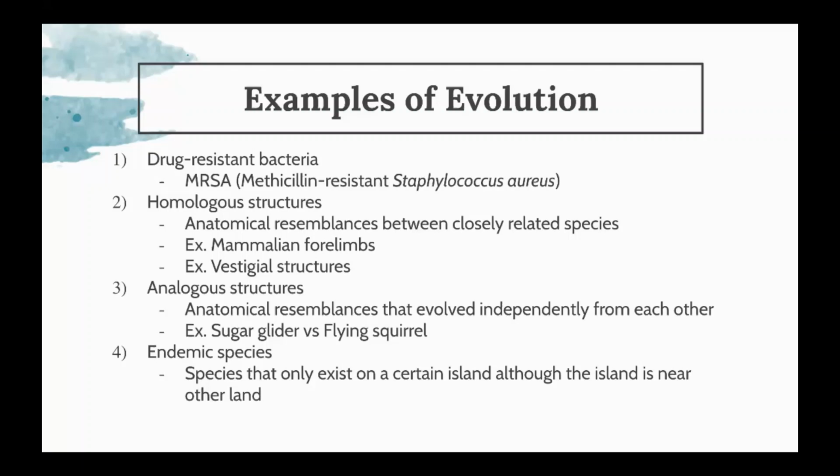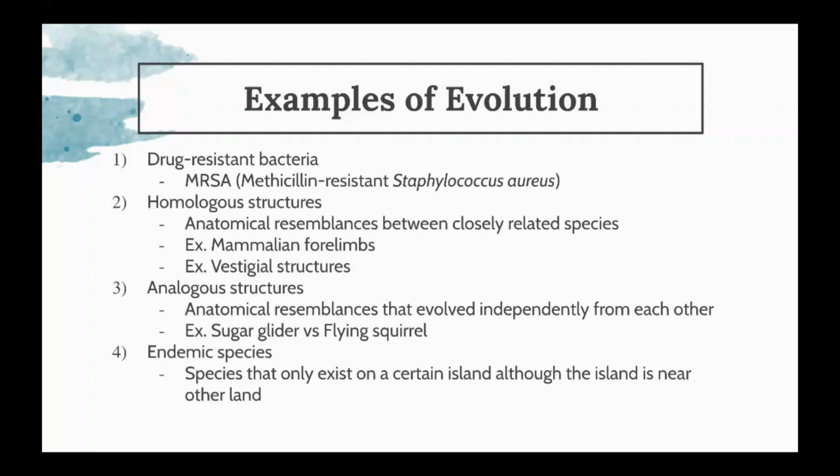Another example of evolution is going to be analogous structures. Those are anatomical resemblances, but they evolved independently from each other. The reason that they evolved independently is because, for example, there are similar habitats across continents, but these continents are separated by ocean, in the case of the sugar glider versus the flying squirrel. The flying squirrel lives in North America, the sugar glider lives in Australia. They're separated by ocean. And so these two animals evolved independently, but because they lived in similar habitats, it was very beneficial for both of them to be able to glide through trees and have that flap of skin between their forelimbs and their hind limbs.